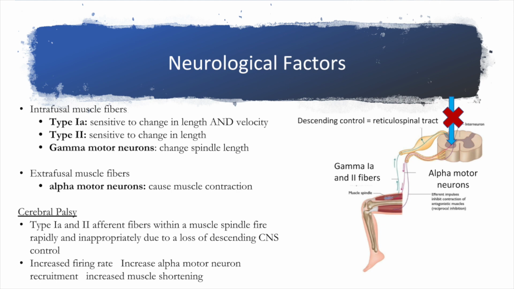During a stretch reflex, type 1A and type 2 afferent fibers send a signal to the spinal cord to indicate that the muscle has been stretched. The rate of firing is dependent on the magnitude and speed of stretch. Type 1A fibers are sensitive to changes in length and velocity, while type 2 fibers are only sensitive to changes in length.